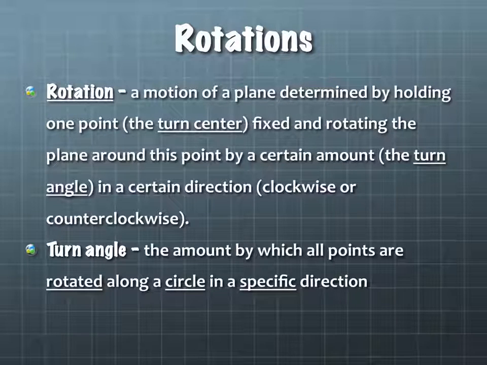And I hope even as you write this down, you feel like, didn't we already do this? Because we really have, right? We didn't give it the name isometry before, but it is an isometry. The turn angle is the amount by which all points are rotated along a circle in a specific direction.